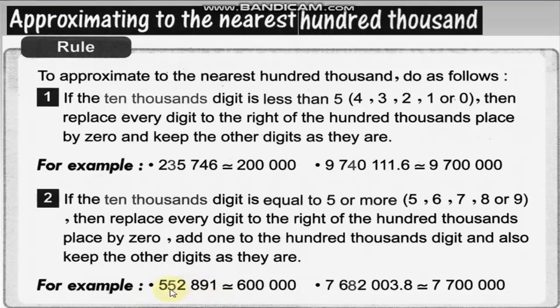552,891. At first, the 100,000 here is number 5 and the 10,000 here is number 5. If it's equal to 5 or more, we replace the 10,000, thousands, hundreds, tens, and units by 0 and add 1 to the 100,000. The 100,000 here, 5, became number 6, so it became 600,000.